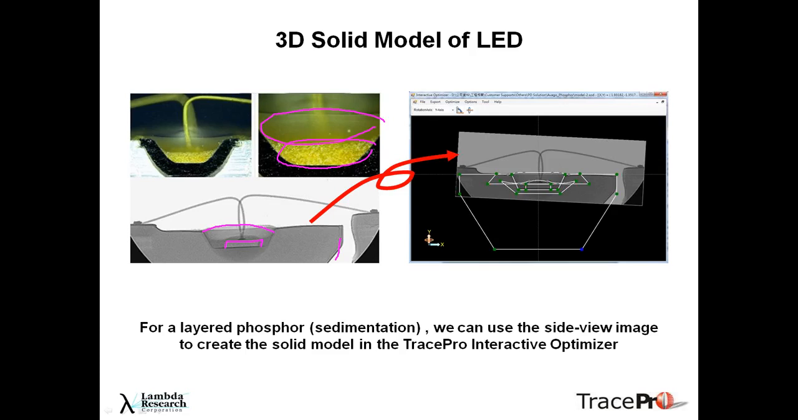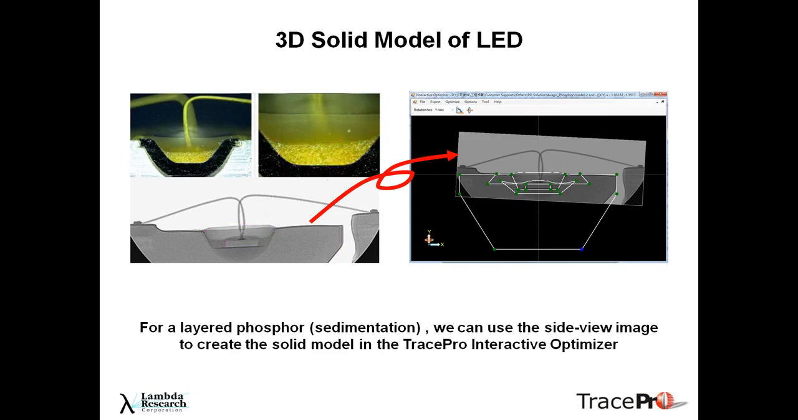And what was actually done in this is we used the 3D interactive optimizer, the sketch utility in the interactive optimizer. We took a bitmap image here, this picture, inserted that into the optimizer, and used that to construct the geometry of all the different parts, and then sent that over to TracePro to be used as part of the model.